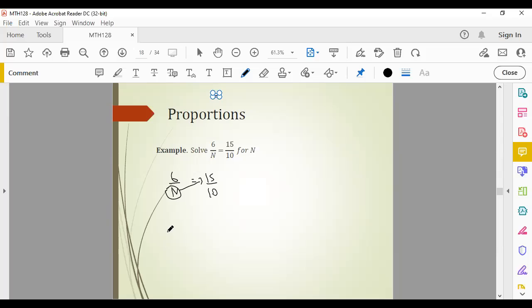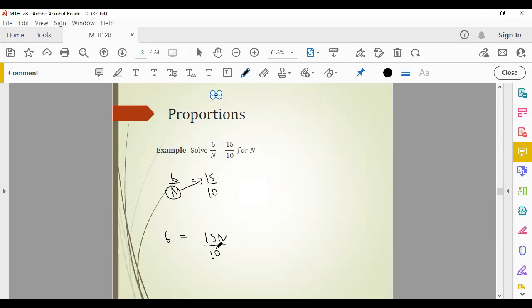So the 6 will just sit there. So we get 15n on top over 10. Okay, so that's what we get so far. So n just joins the 15, everything else is the same, good.